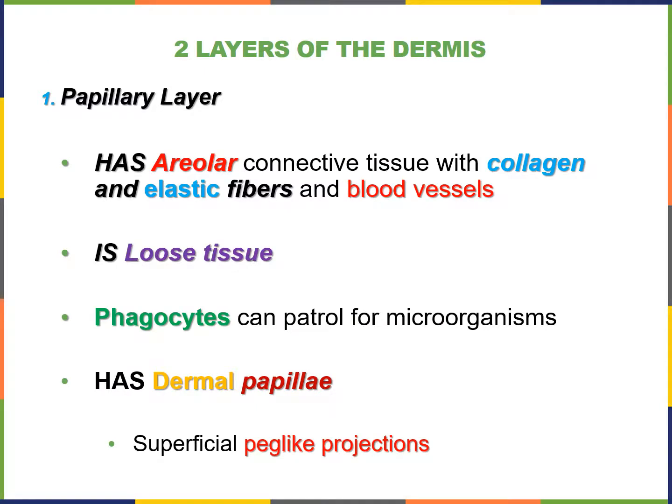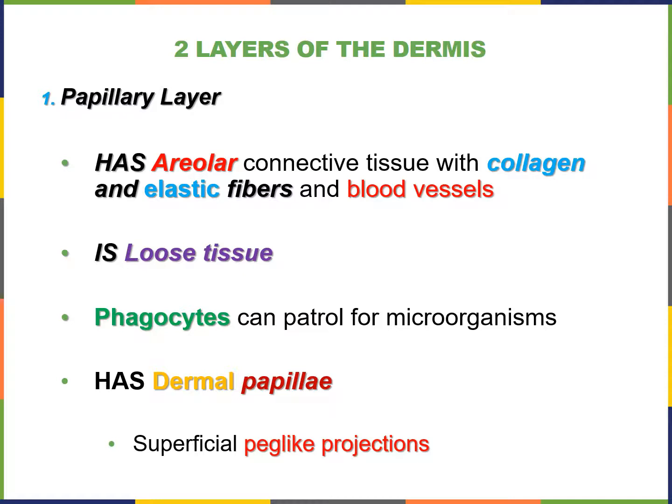The papillary layer has areolar connective tissue with collagen and elastic fibers and blood vessels in it. We consider it loose tissue. We also find phagocytes there that patrol looking for microorganisms that might have breached the layer of the epidermis or somehow have migrated from some other foci in the body where they're traveling.